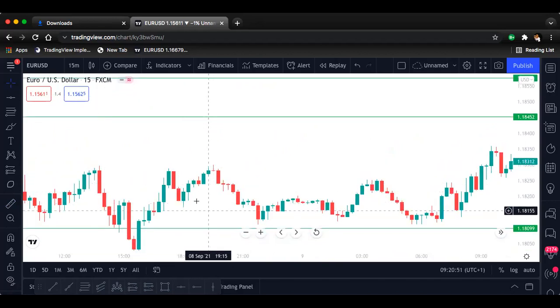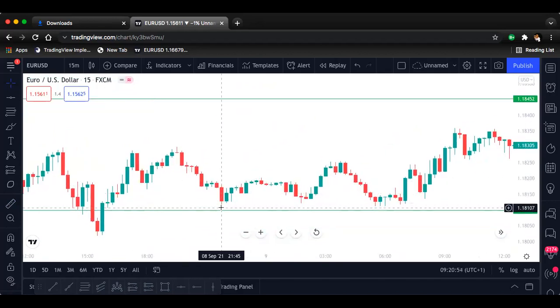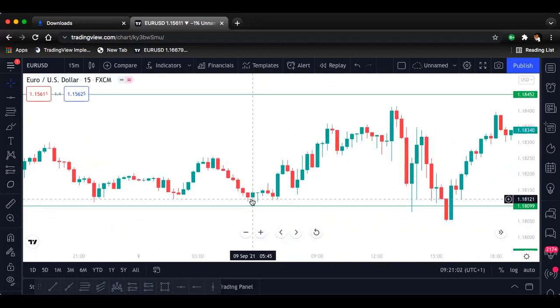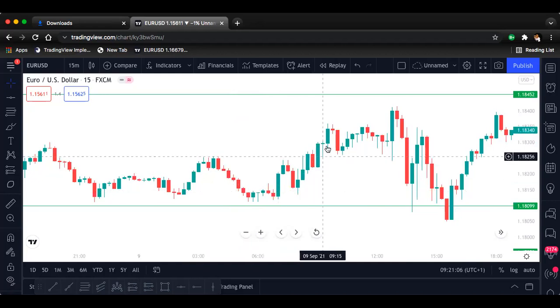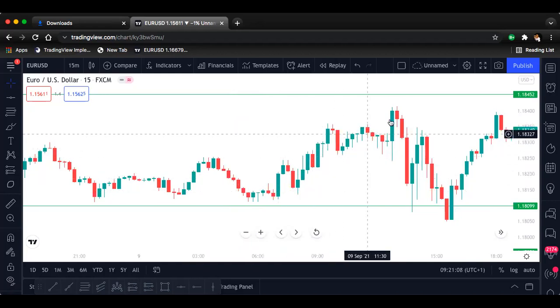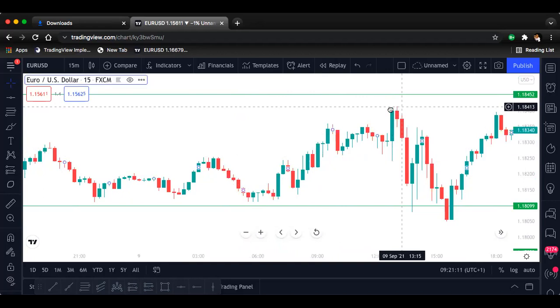So I would have waited for it to get back to this point. I would have taken a trade here. And this one went all the way, all the way. If I had seen this, I would say I have hope that this guy will still get to my TP. And it went all the way to this stop.